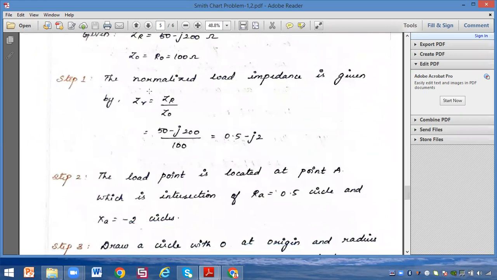Now the first step is we have to find the normalized load impedance. In order to find the normalized load impedance, zR is given by ZR divided by Z0. So we know ZR is equal to 50 minus j200 divided by 100. 100 is your R0. So you'll get 0.5 minus j2. So 0.5 is nothing but your RA and minus 2 is your XA.